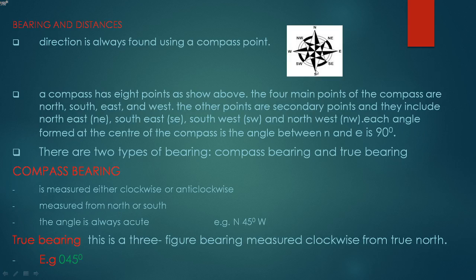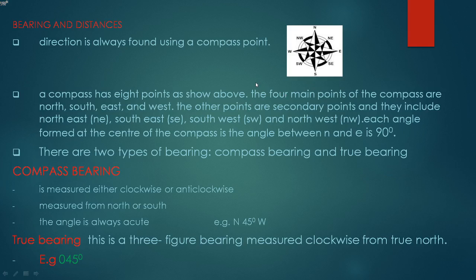Then we have some other points, which we call secondary points, like the northeast, the southeast, the southwest, and the northwest. Those are secondary points. You realize that each angle formed at the center of a compass is the angle between the north and the east, which is 90 degrees. The angle that will be formed here is 90 degrees.